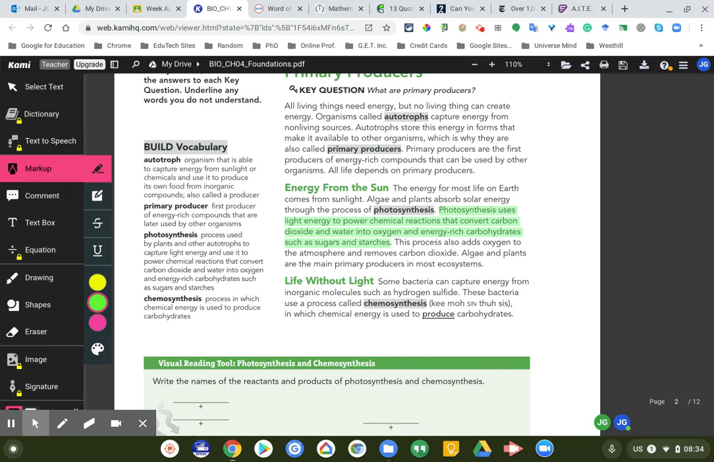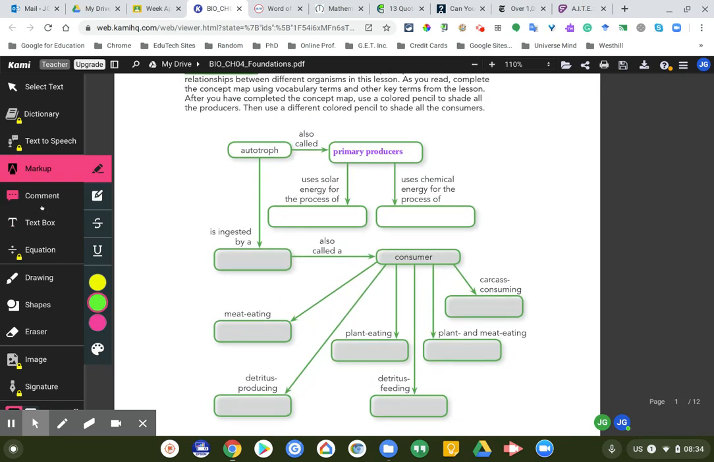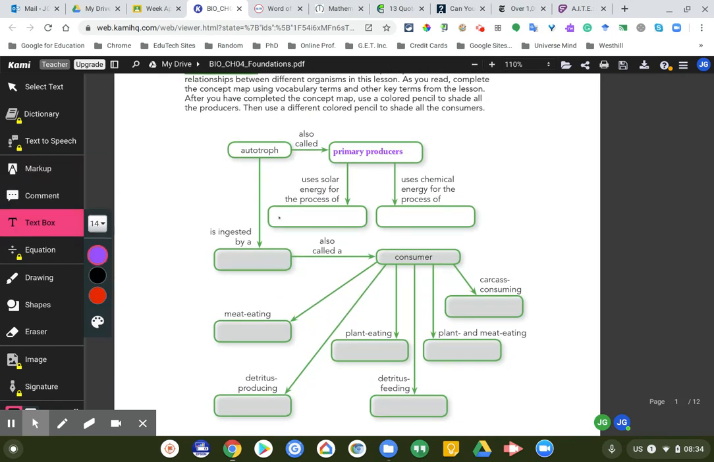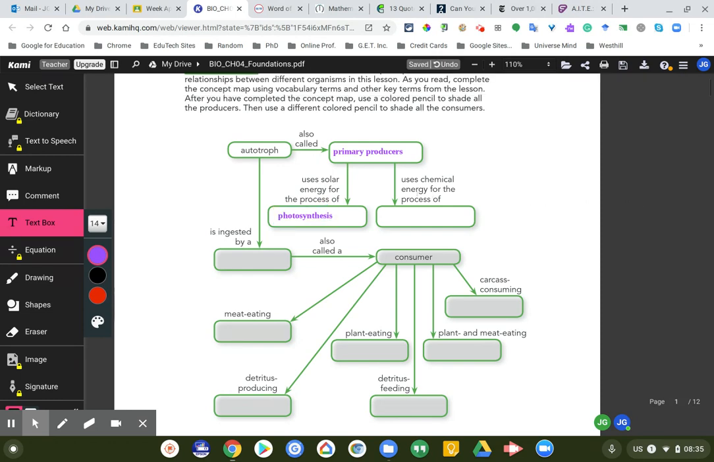All right. So we go back up here and up in our little box, we're going to make another text box. We can say that the process is called, just bold it again, uses solar energy for the process of, right? Because that's primary producers. Uses solar energy for the process of photosynthesis. Okay. Now, you can probably already imagine what primary producers use chemical energy for the process of.